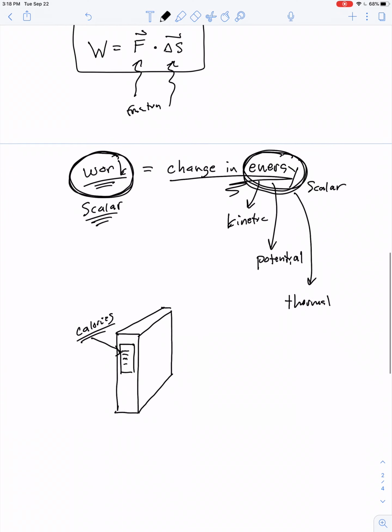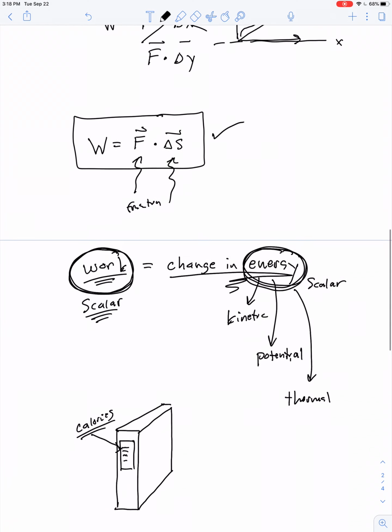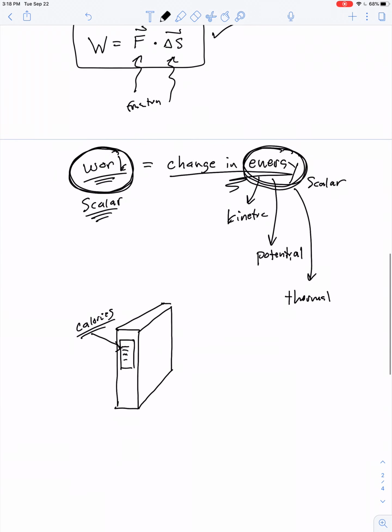Work is a scalar quantity defined mathematically as work equals the vector dot product of force and displacement, or conceptually, work always produces some sort of change in energy.